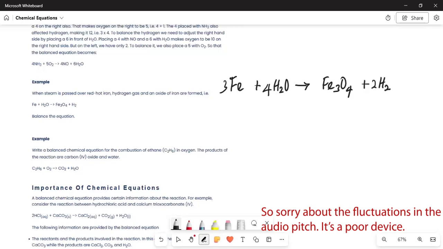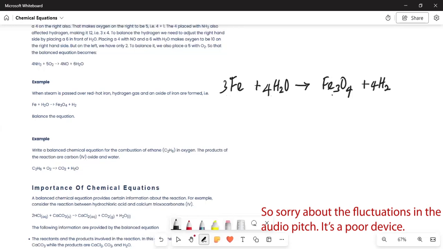Let's do atom count again. 3 iron on the left, 3 iron on the right. 8 hydrogen on the left, I put a 2 instead of a 4, sorry. It's supposed to be 4. This hydrogen here is supposed to be 4. And this is 4. Okay, so we do atom count again.